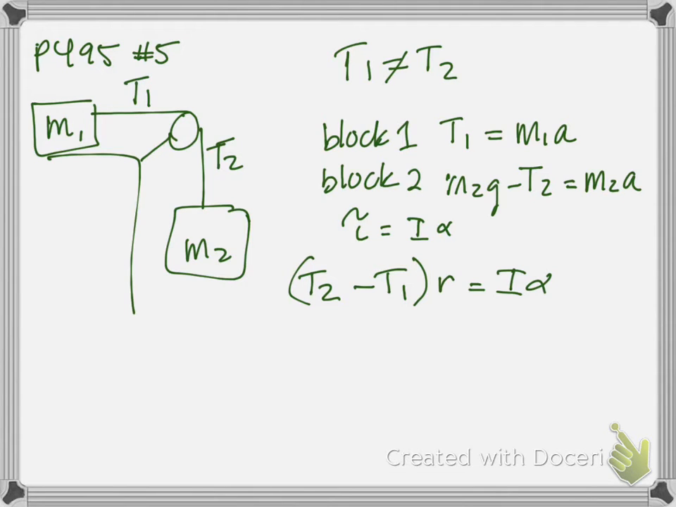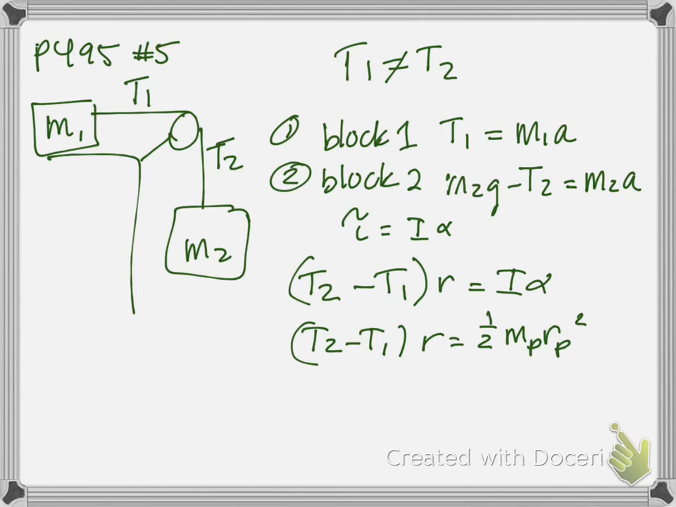So then I'm going to rewrite this. Let's call that equation number 1, that equation number 2. I'm going to rewrite this T2 minus T1 times R equals, now I'm going to use the rotational inertia of the disk, MPRP squared. And then instead of alpha here, I'm going to write A over R, okay? Because remember, that was one of our tricks. A equals alpha R, because everything I have for block 1 and block 2 is in terms of A. So I want to write this formula in terms of A as well, so that I can solve for A.